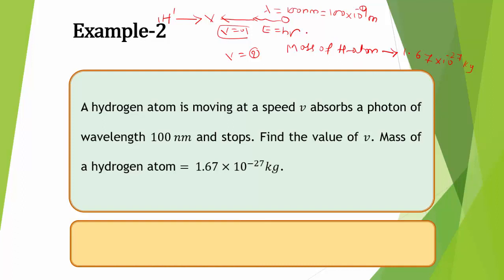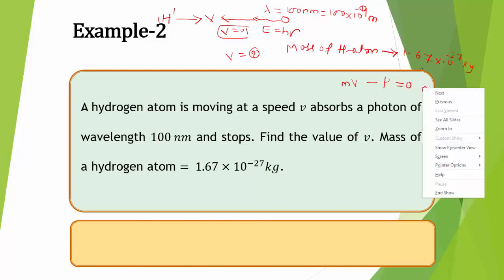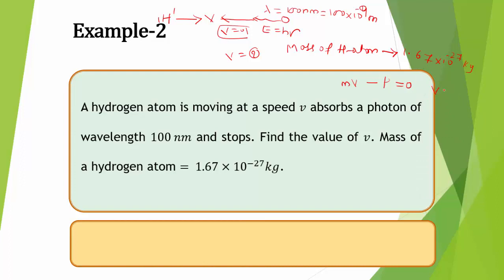But you know the formula. When this photon is moving in this direction, it has a certain mass and velocity, and it has certain momentum, that is mv minus p equal to 0. You can write this equation: mv is equal to p, where p is equal to h divided by lambda. So we have to find the value of v equal to h divided by lambda into m.